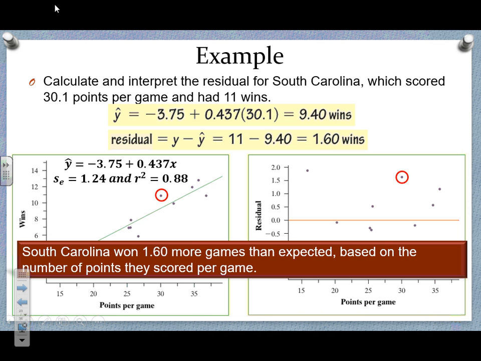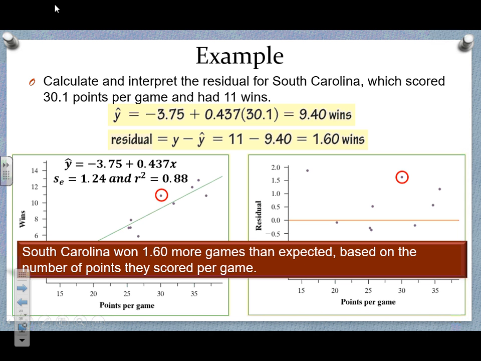You're saying that, what's that? How do you calculate prediction? Through the line. So they gave us the X value and Y value. So here they scored 30.1 points per game. They had 11 wins. And so we're going to use our line here to calculate the predicted value for Y. So we're going to plug 30.1 in for X, multiply it out at the negative 3.75. It's going to give us our predicted value. So we're just plugging into our regression line that they gave us here. So for 30.1 points per game, they actually won 11, but our line says they should have won 9.4.